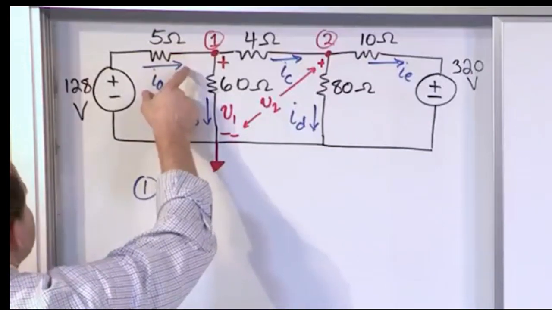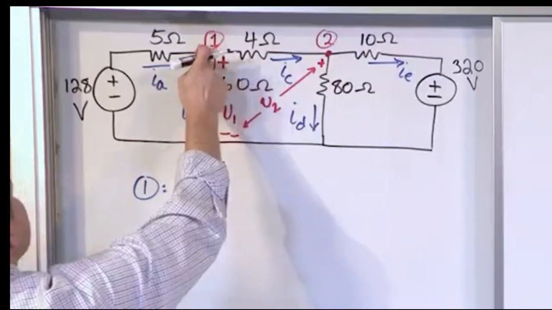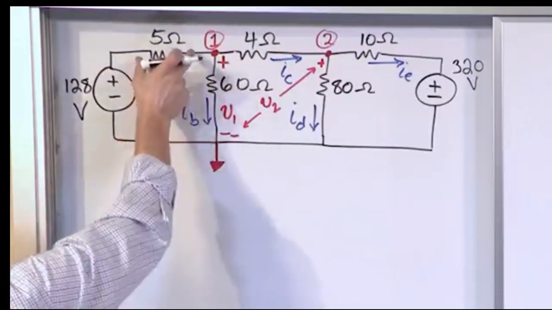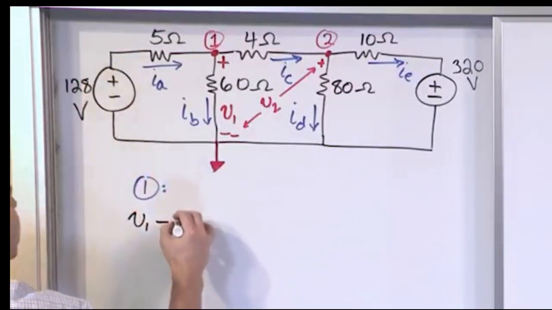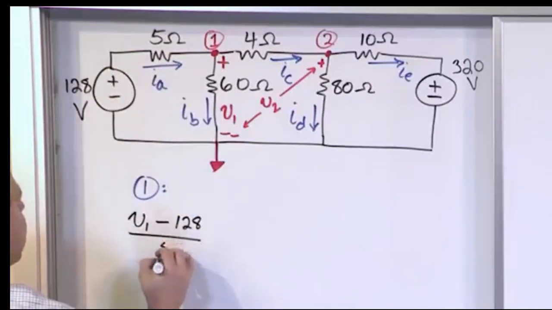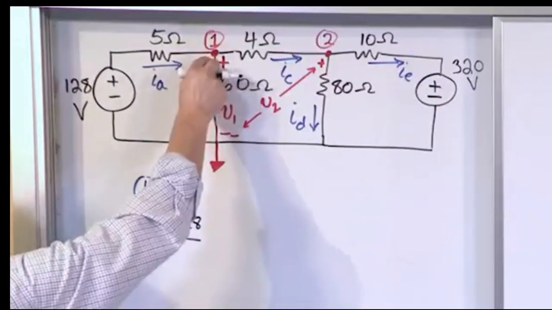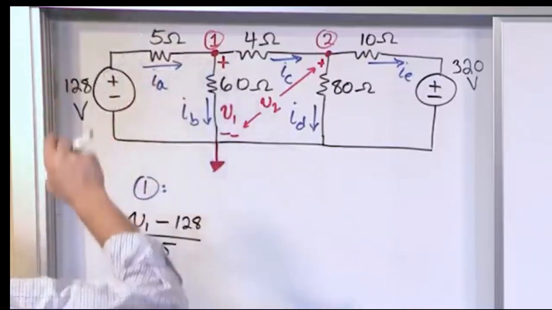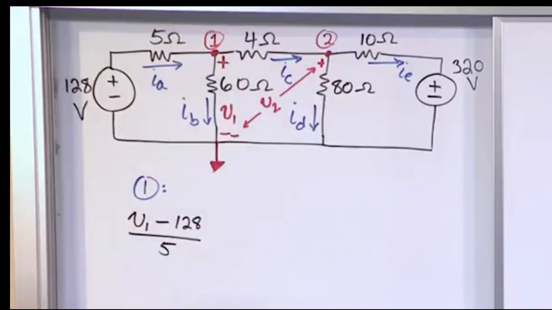So ignore I sub A. Forget about him. He's not even there. We need to pretend the current's going against this direction and use the same things that we've done before. So that current is going to be V sub 1 minus this voltage, 128. That's going to give me the voltage across the resistor over R. I is equal to V over R. We pop up to our node, subtract any other voltages. That's the voltage across the 5 ohm resistor, and going in this direction, we divide by 5.